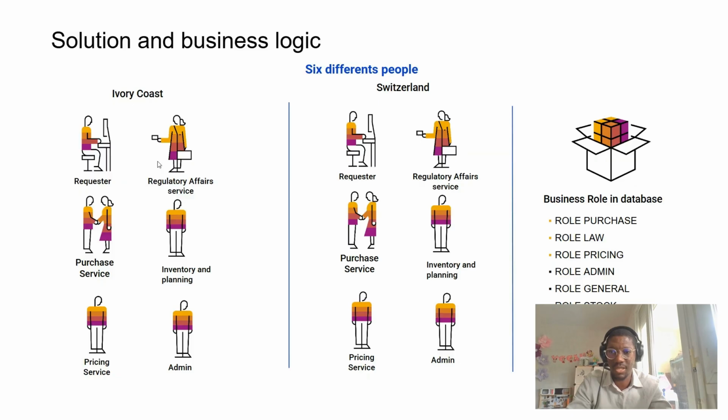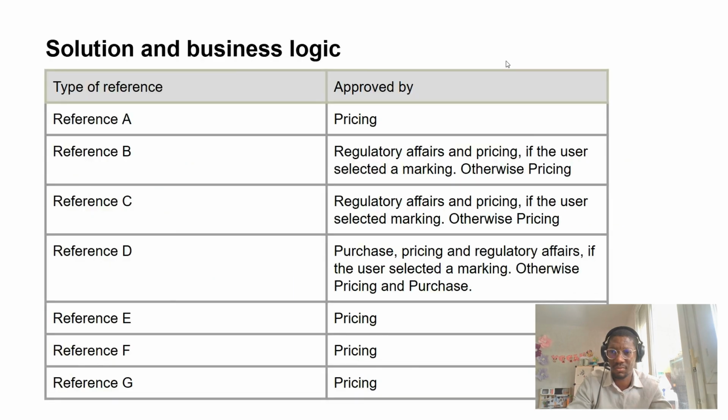Everything is separate. Each user here has a role defined in the database. A requester has a role general. Someone from regulatory affairs service has a role law. Someone from purchase service has a role purchase. Someone from pricing service has a role pricing, and the admin has a role admin. This is the same idea for Switzerland. Let's go in depth in the next section.